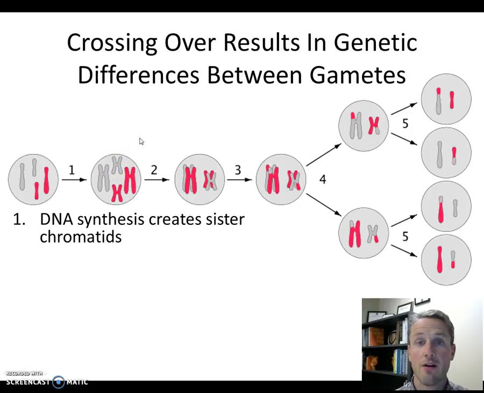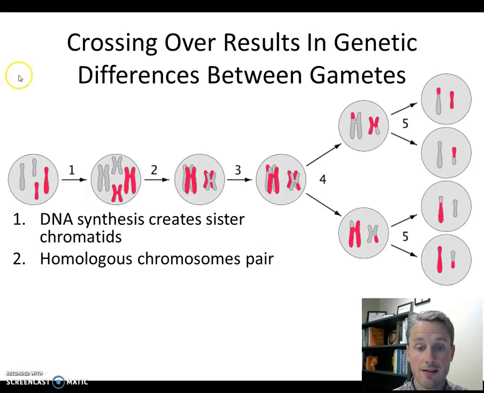All right, now that we have our chromosomes duplicated, we will enter prophase of meiosis. So that's number 2. We're going to enter prophase of meiosis, and those homologous chromosomes are going to pair. Again, that happens via synapsis, the formation of that synaptonemal complex that holds the 2 homologous chromosomes to one another. So now we've got our chromosomes paired up.